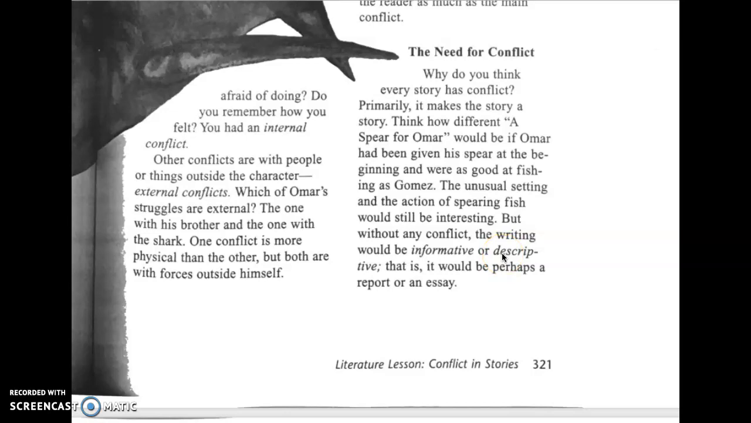So pausing here. What do you think the author means here when he says that? It makes the story a story. What does that mean? Pause. Yeah, so what he's trying to say is that without a conflict, the story would not really be as exciting, and it would be more of like an essay, like an informative article.